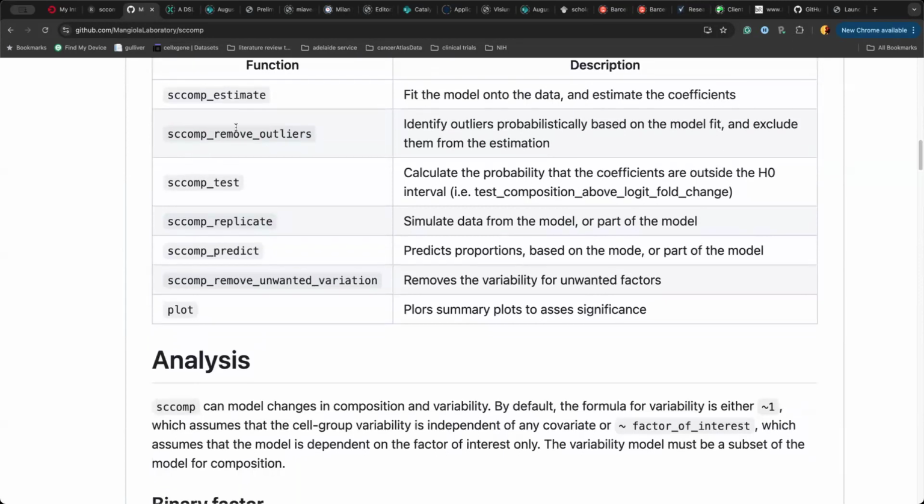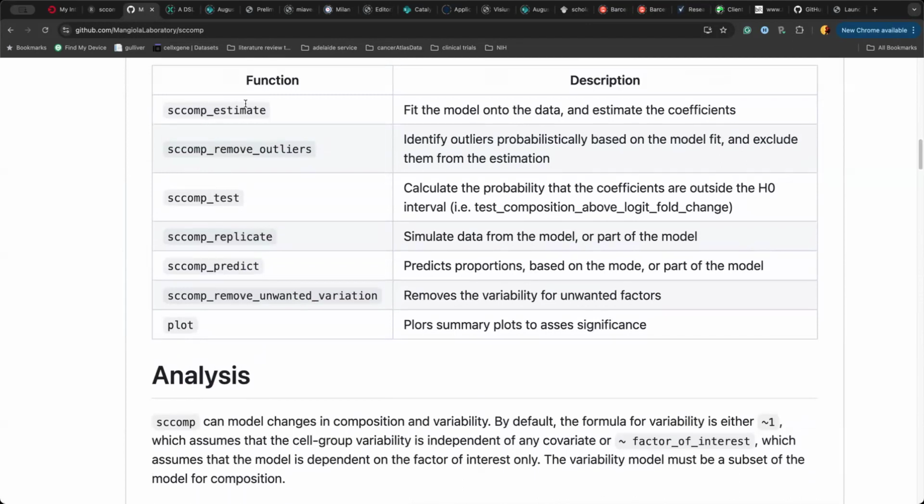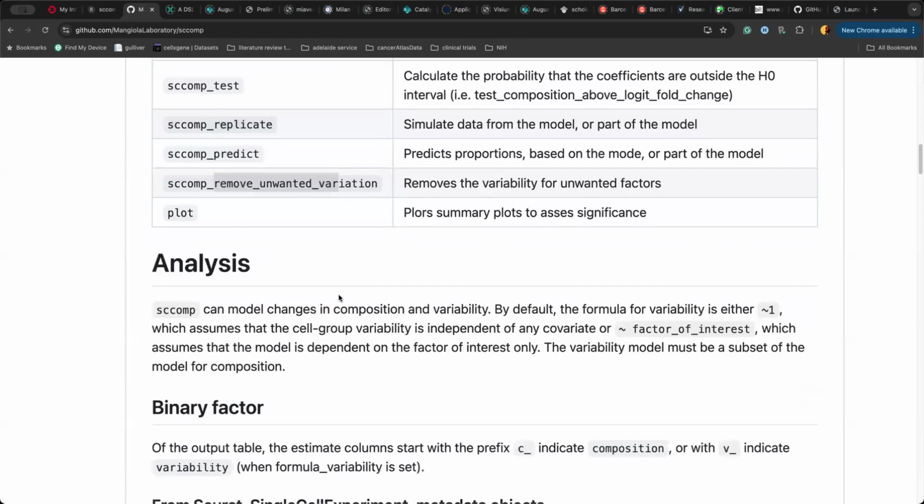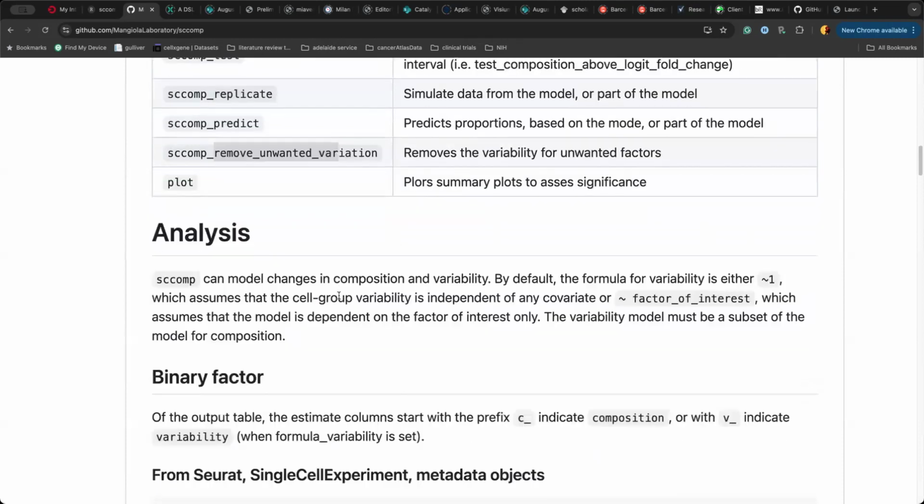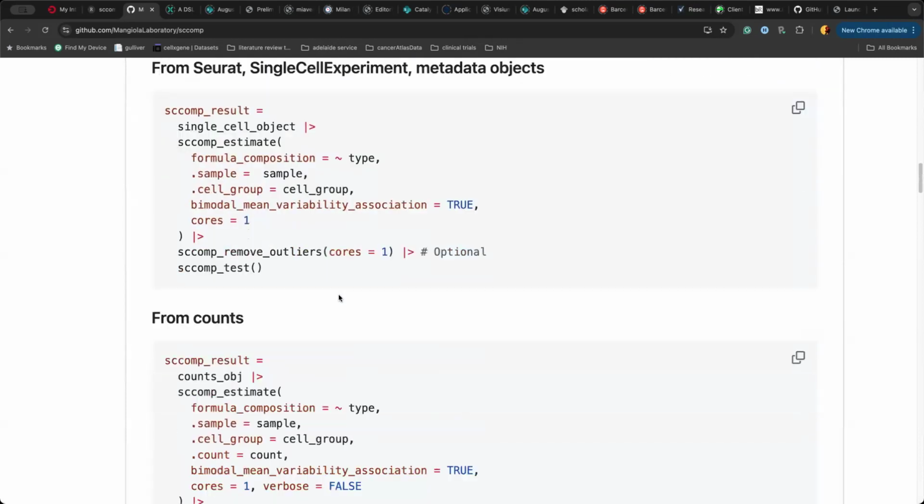Anyway, just to introduce briefly, there are 5-6 functions. sccomp estimate, and there is a function to remove outliers, which is optional. You can pipe all these functions together. There is sccomp test, where you can define contrasts and so on. You can ask the model to generate data from the posterior distribution with replicate. You can predict from the model, and you can remove unwanted variation. I will show you that in a little bit. All of those are good for visualizing the underlying effects.